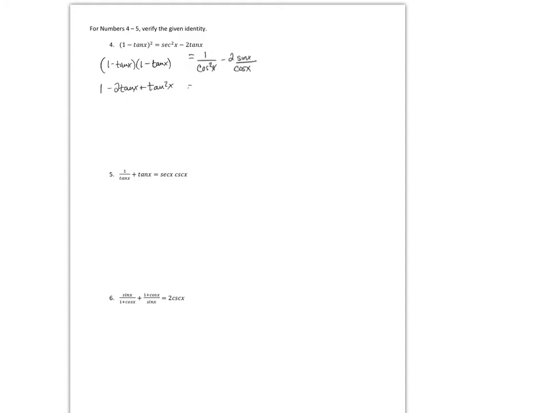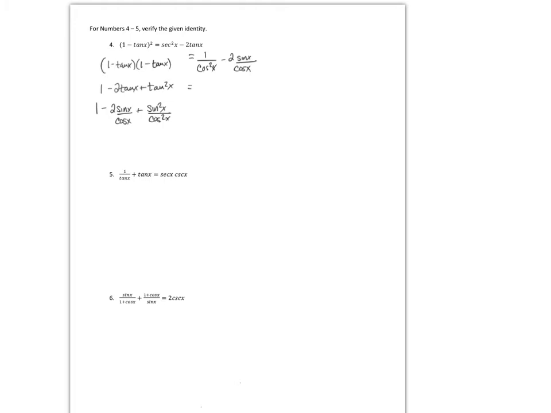I'm going to leave that as it is for the minute, by that I mean this stuff over here, and then see what I can do with this stuff, turning it into sines and cosines. So I'm going to do 1 minus 2 times sine of x over cosine of x, and then tangent squared is going to be sine squared over cosine squared of x.